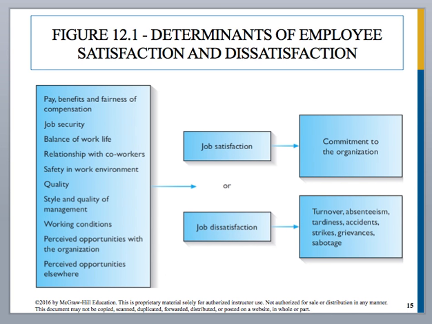Figure 12.1 lists some of the determinants of employee satisfaction and dissatisfaction. If you look right there in the graph, you'll see that you can have job security, balance of work, quality, working conditions, perceived opportunities elsewhere, and how those can tie into job satisfaction leads to your commitment to the organization, but job dissatisfaction can lead to turnover, absenteeism, tardiness, accidents, strikes, grievances, sabotage, and so forth.